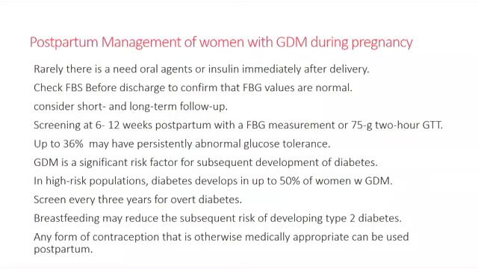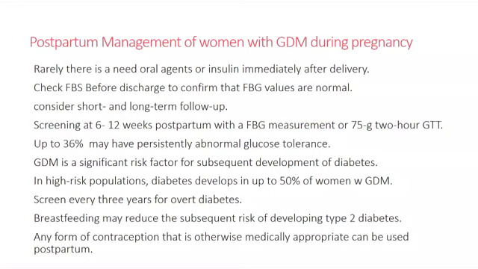And then we screen. The recommendation is screening. We can do a fasting sugar measurement or the 2-hour glucola, and we already said that. Who's going to come and sit for 2 hours postpartum, after having a baby, when they're already tired? Up to 36% may have persistently abnormal glucose tolerance. GDM is a significant risk factor for subsequent development of diabetes. In a high-risk population, about 50% of women with GDM may develop diabetes in the next 5 to 10 years. So screen every 3 years for gestational diabetes.